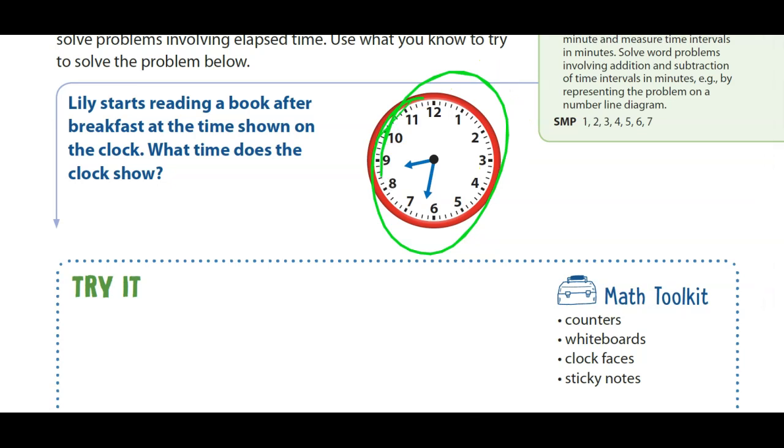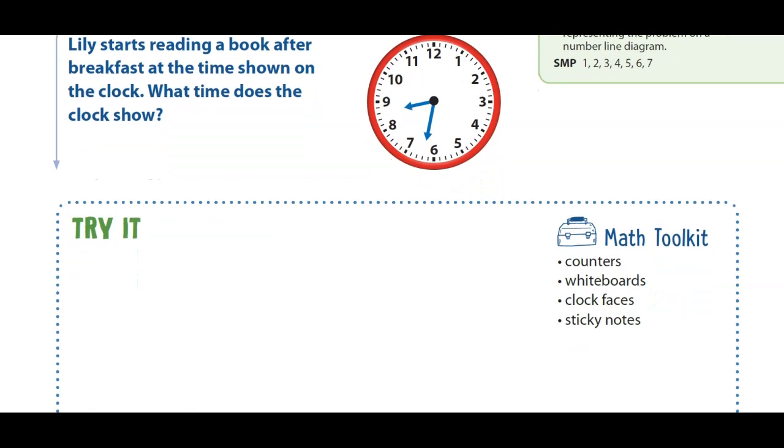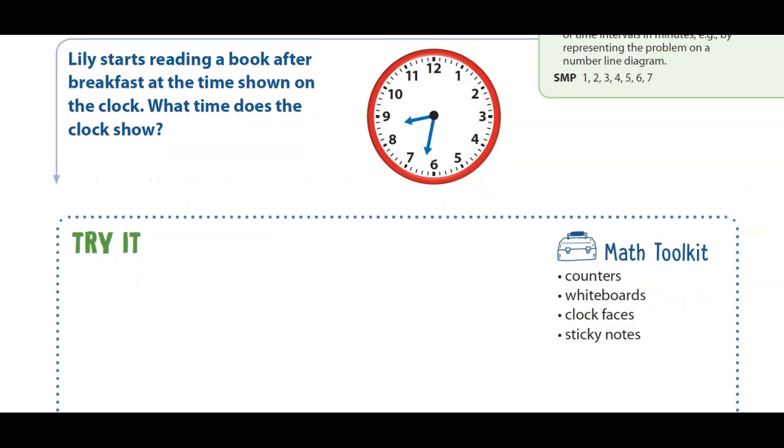Okay? So now you go ahead and try it. Try to solve the problem. What time does it show? All right, go ahead and tell me, how did you solve it, Jasmine? So I did, again I put 5, and then I put 10, and then I put 15.